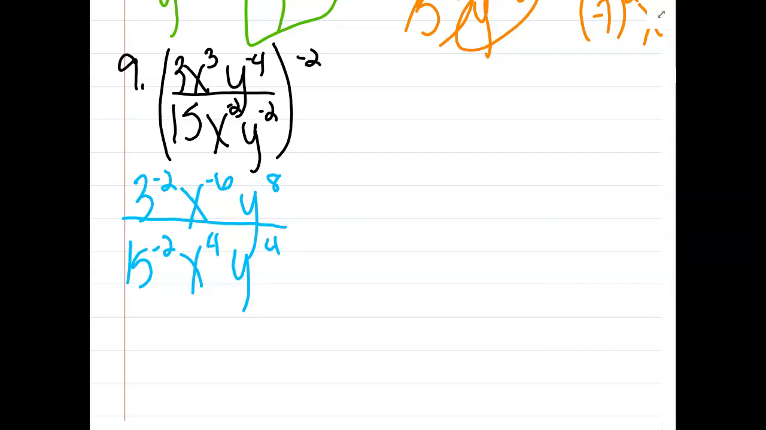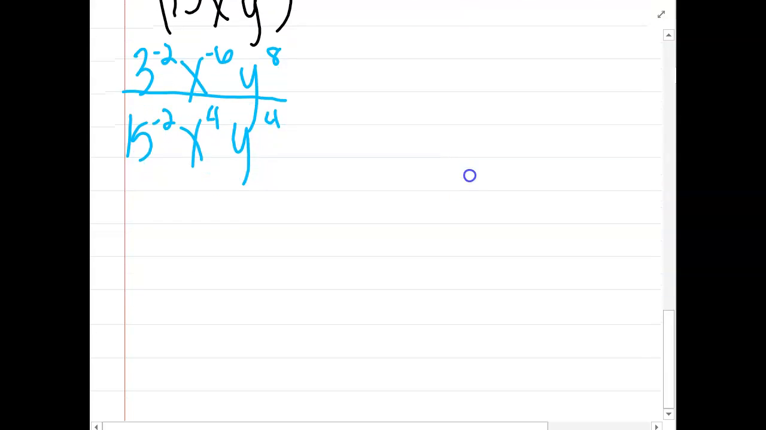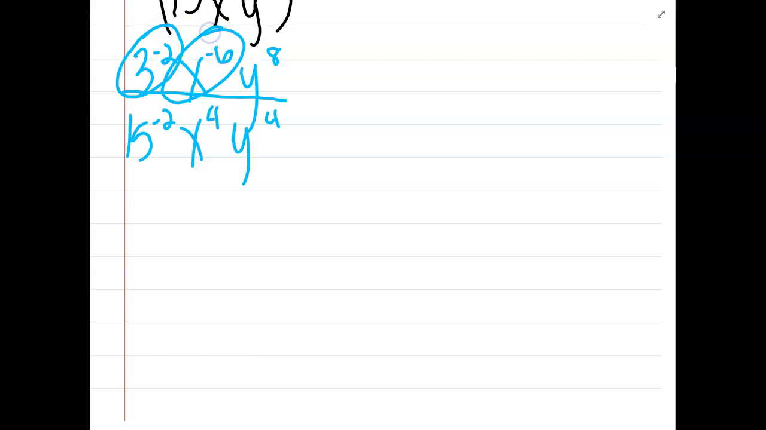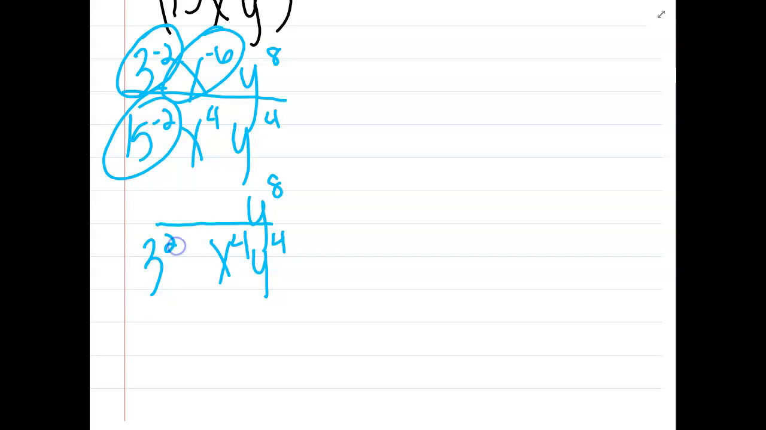Once again, my personal preference next, I'm going to get rid of these negative exponents. So the 3 has a negative exponent, the x has a negative exponent, the 15 has a negative exponent. Now, if you didn't circle it, if it doesn't have a negative exponent, you're not going to move it. So the y to the 8th, the x to the 4th, the y to the 4th, those don't move. They're going to stay where they're at. But the 3 comes down to the denominator. Negative 2 becomes a positive 2.